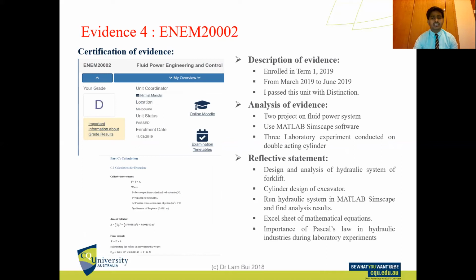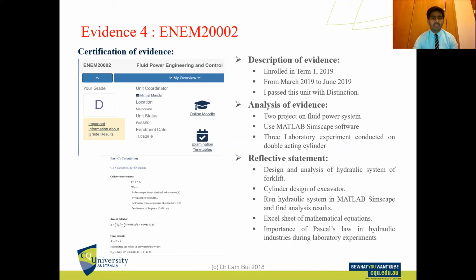In this unit, three laboratory experiments were conducted on the double acting cylinder. From this unit, I learned design and analysis of the hydraulic system of a forklift. Also, I designed a cylinder of an excavator, and I ran the hydraulic system in MATLAB SimScape to find some results.